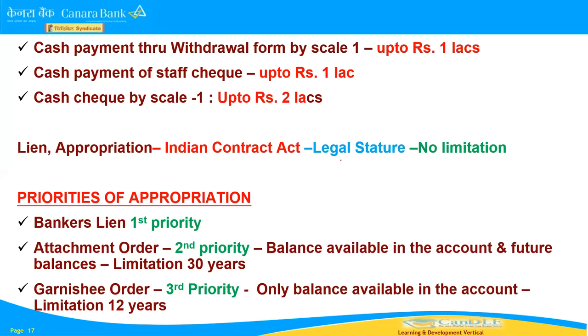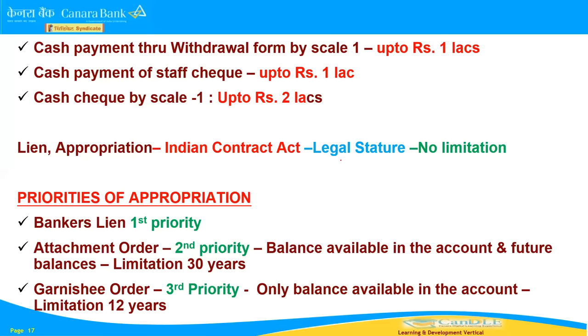Second, adjustment will be given to the attachment order. Third is the garnishee court order. But remember, with an attachment order, the balance available in the account and future balances also can be attached. You can appropriate the funds to the IT authority.